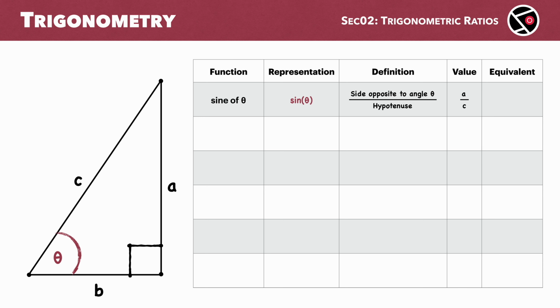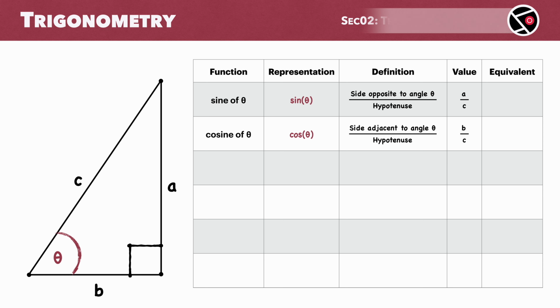Next, we have cosine of theta. We write this as cos theta. Cos theta is a ratio of the side adjacent to angle theta to the hypotenuse. The side adjacent to angle theta is B. So cos theta is B by C.